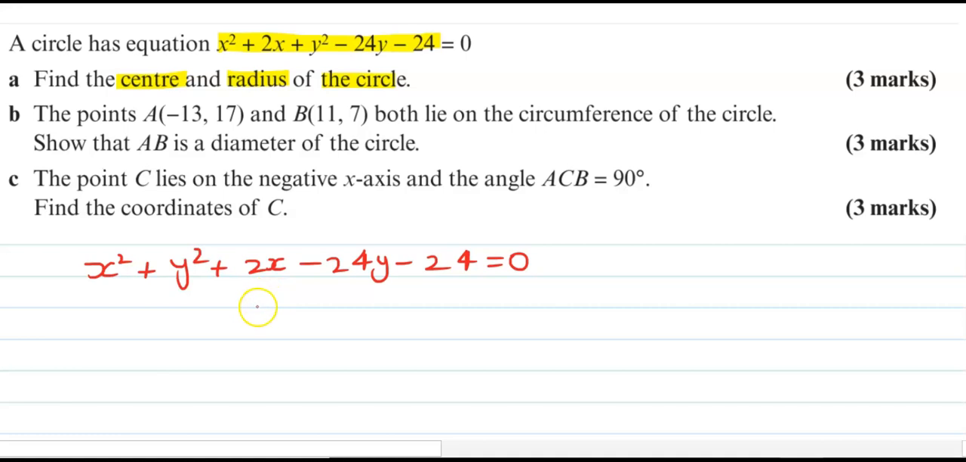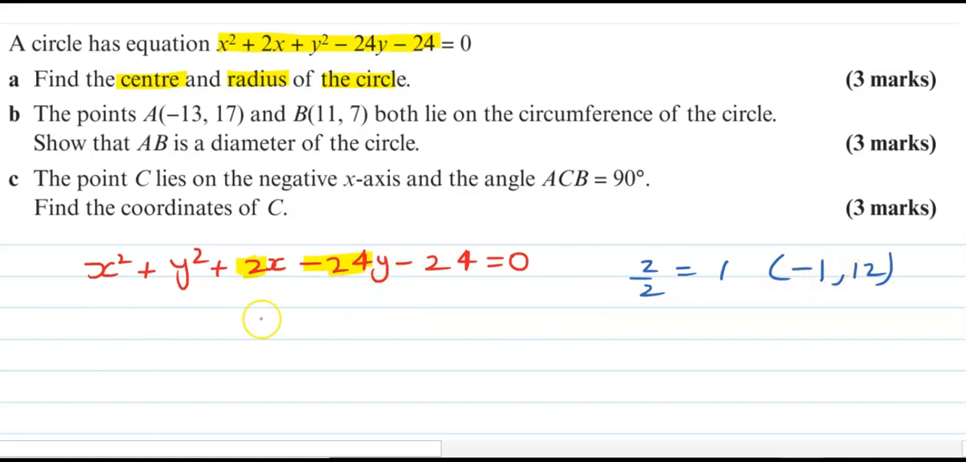Shortcut of finding the center: whatever is with x, you just divide it by 2. So 2 divided by 2, that is 1, and then change the sign. So we got minus 1. And whatever is with y, that is minus 24. Minus 24 divided by 2, that is minus 12, and change the sign. So center will be minus 1 and 12. Okay, but this is the shortcut way.